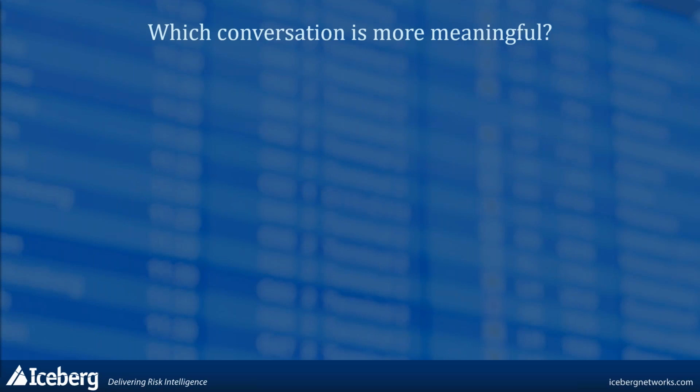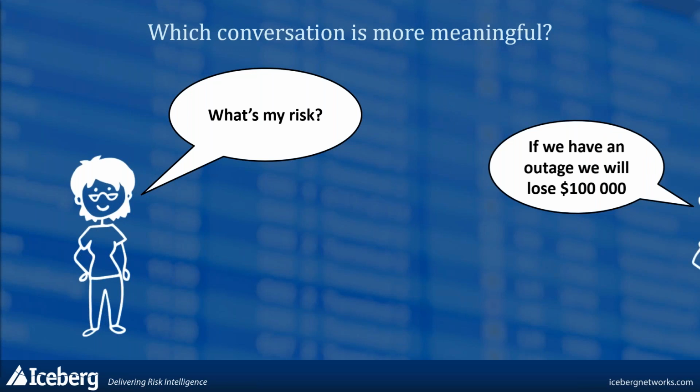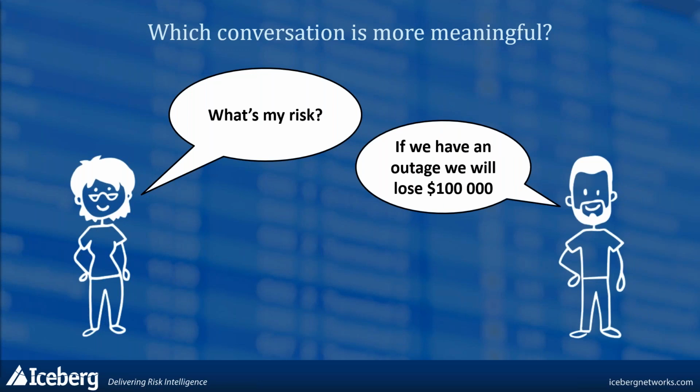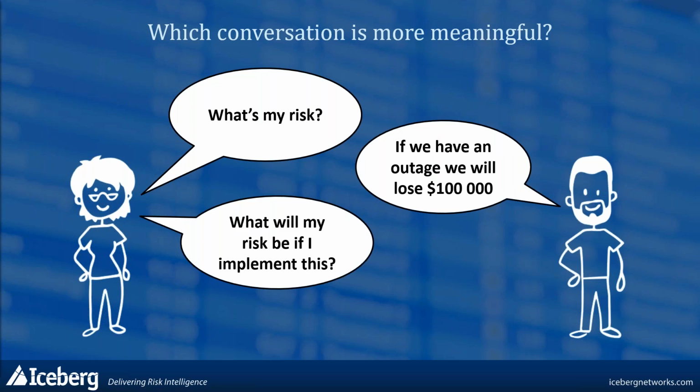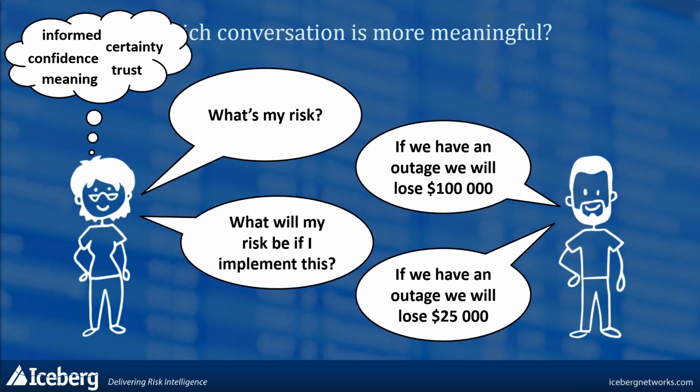Using financial data helps us create business context. So in the same scenario where the executive is asking what her risk is, she can be informed that if we have an outage, we will lose $100,000 over 4 hours. And to answer the question of what the risk will be if it's implemented, she will now know that if we have an outage, we will lose $25,000 over 1 hour. Now our senior executive has clarity, and is properly informed with data that she trusts.